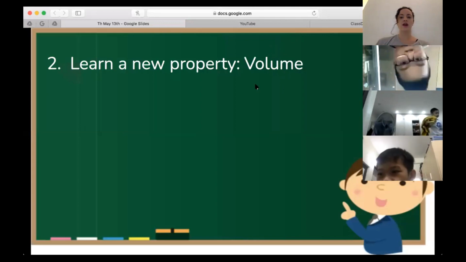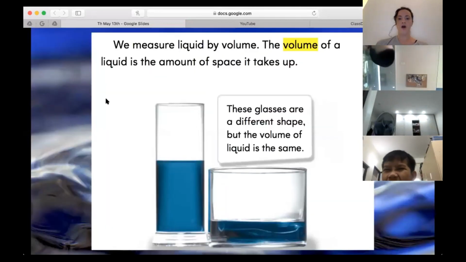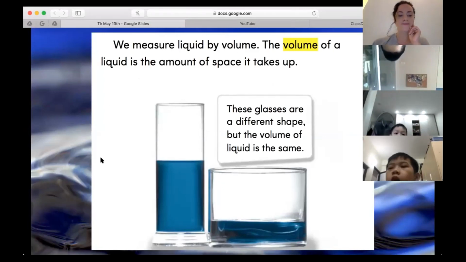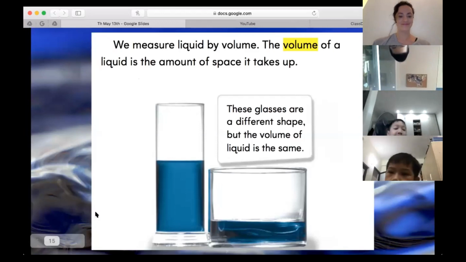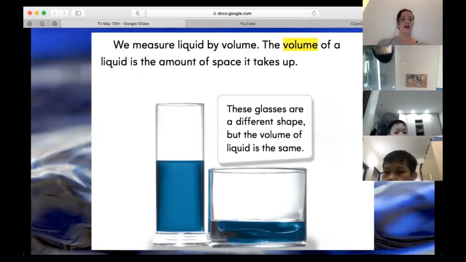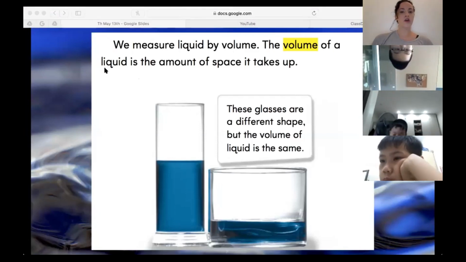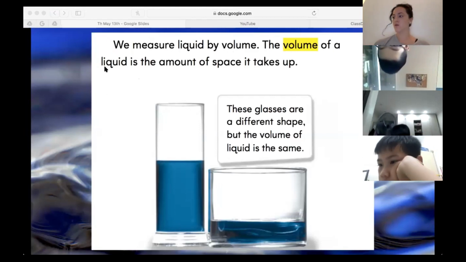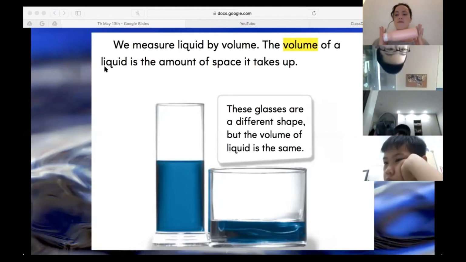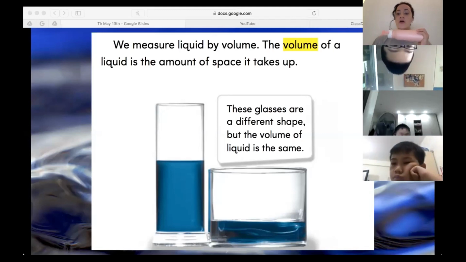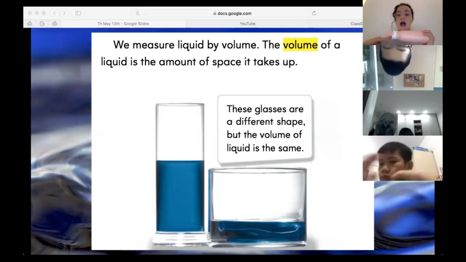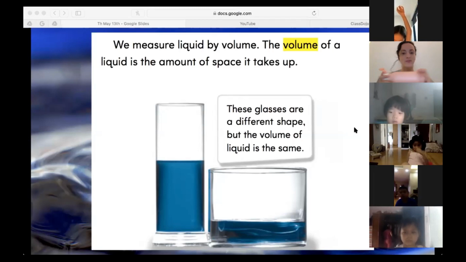So we're going to learn a new property now, volume. Everybody unmute and say volume. Volume. Okay. Volume is how we measure a liquid. What do we use to measure? What do we use to measure how long something is?